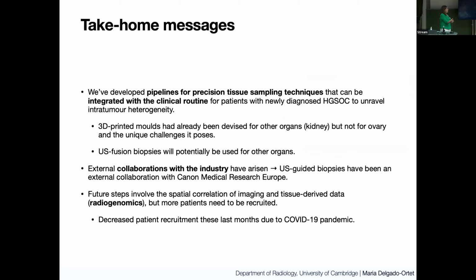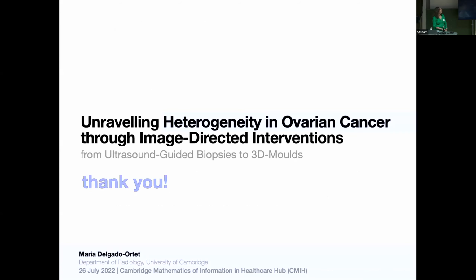This is also useful not only for research, but for patients, and there is also potential for industry to explore all that. And finally, the patient recruitment has been very low. So we have unfortunately still not been able to correlate all the imaging data with the tissue-derived data, which is radiogenomics, which is the end goal. But this should improve during the next years. So thank you very much for your attention. I'm very happy to discuss it later.